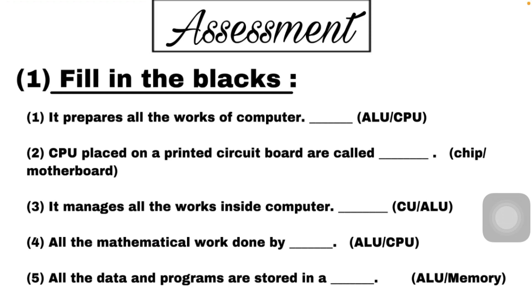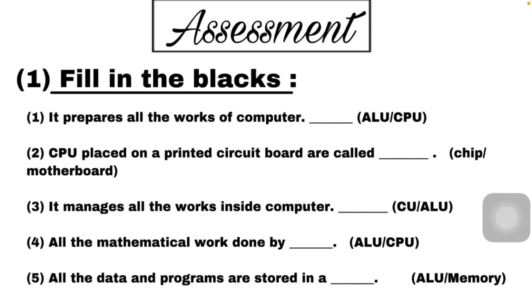Then third one, it manages all the works inside computer. So different types of works are managed inside a computer. That is a control unit. That is called a control unit. Then fourth one, all the mathematical works done by. The different types of components which are present inside of a computer, that performs mathematical work. That is the first part, called the arithmetic logic unit, and you can say ALU.